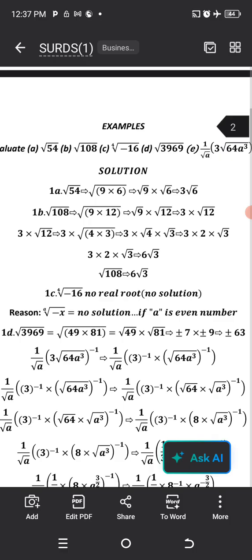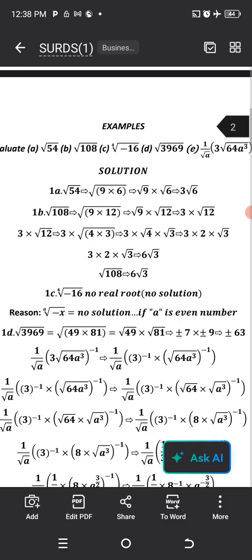Now square root of 9 times 12 is what? Square root of 9 multiplied by square root of 12. Because square root of 9 is 3 multiplied by square root of 12. So, and then 3 times square root of 12.